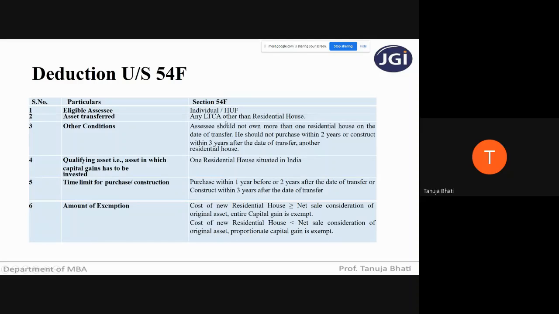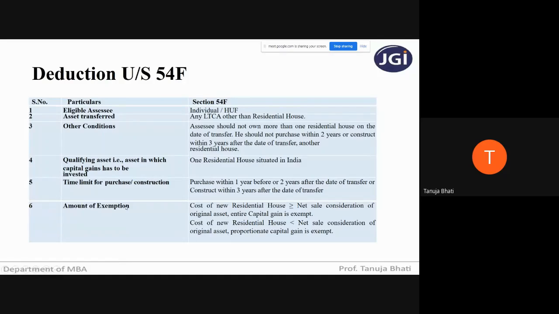Next, whatever gain he is getting, he should invest in one residential house situated in India. Students, an individual or HUF should transfer a long-term capital asset which is not a residential house, but he should invest it in one residential house situated in India. Then only he will get deduction under section 54F. Now that residential house should be purchased within 1 year before or 2 years after the date of transfer, or should be constructed within 3 years after the date of transfer.